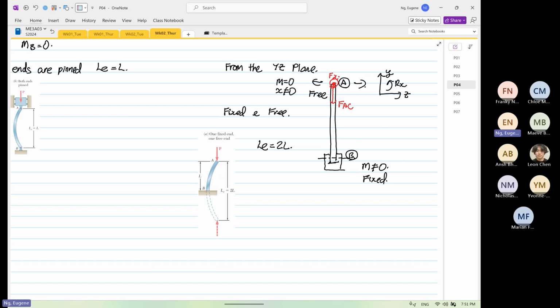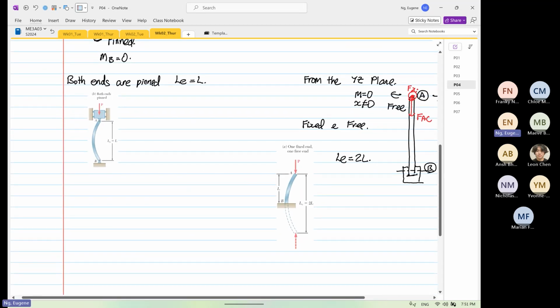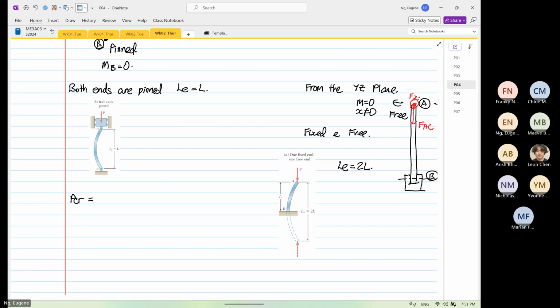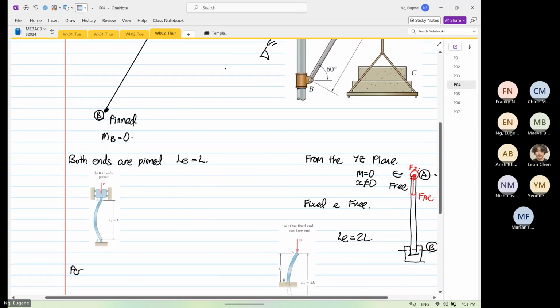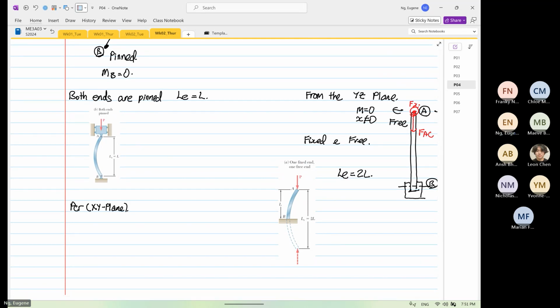So now when we do this, we are going to calculate our PCR, our critical load, based on the XY plane. We're going to put our PCR equal to pi squared EI ZZ over LE squared.